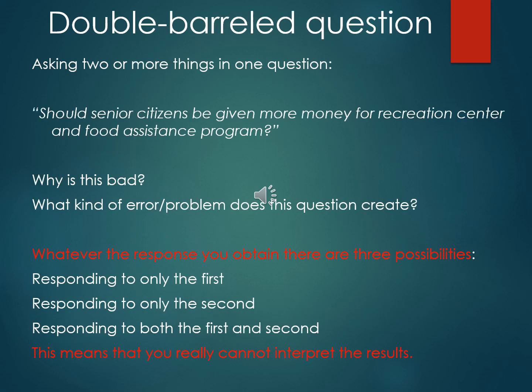Here we talk about the case of double-barrel question. So this means asking two or more things in one question. Should senior citizens be given more money for recreation center and food assistance program? So obviously, this is problematic because there are two things asked. So whatever the response that people give, you don't know whether the response is about the first thing or second thing, or first thing and second thing together. So it makes it very difficult for researchers to interpret the meaning of the response.